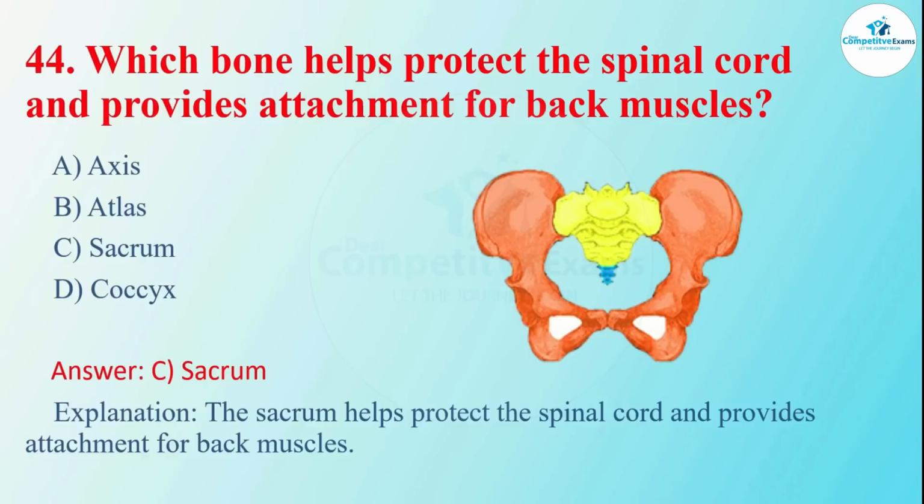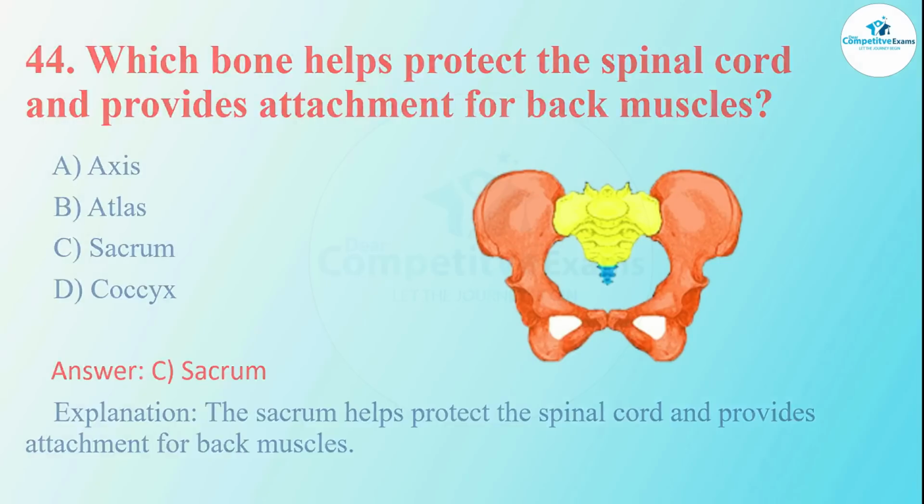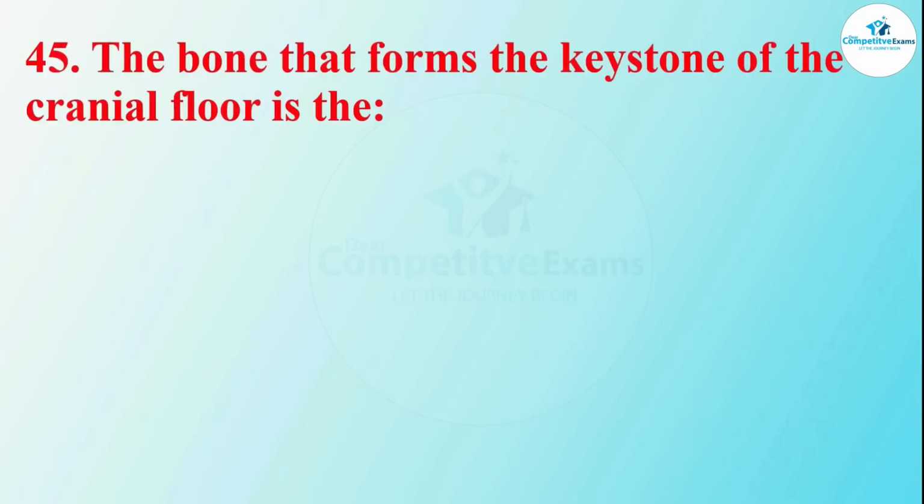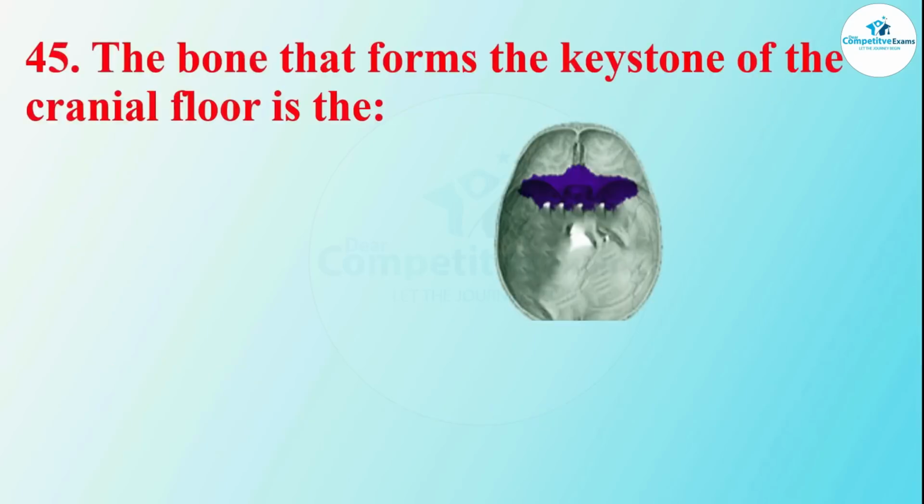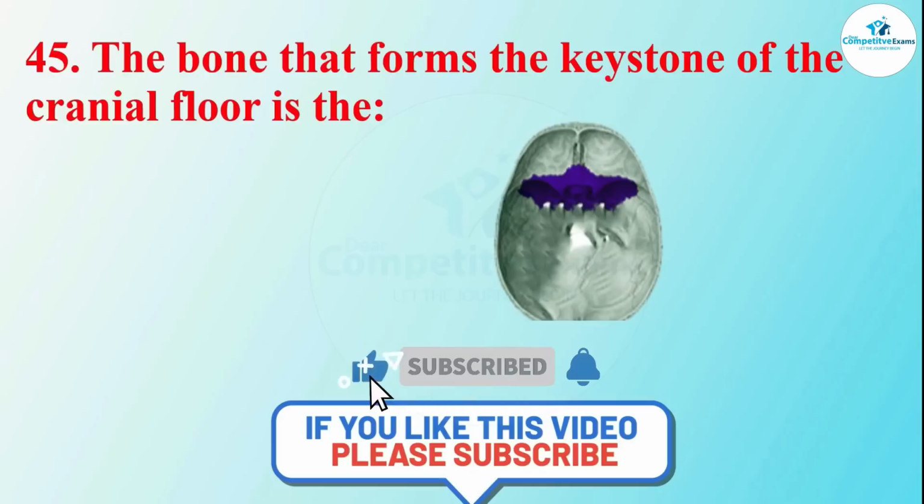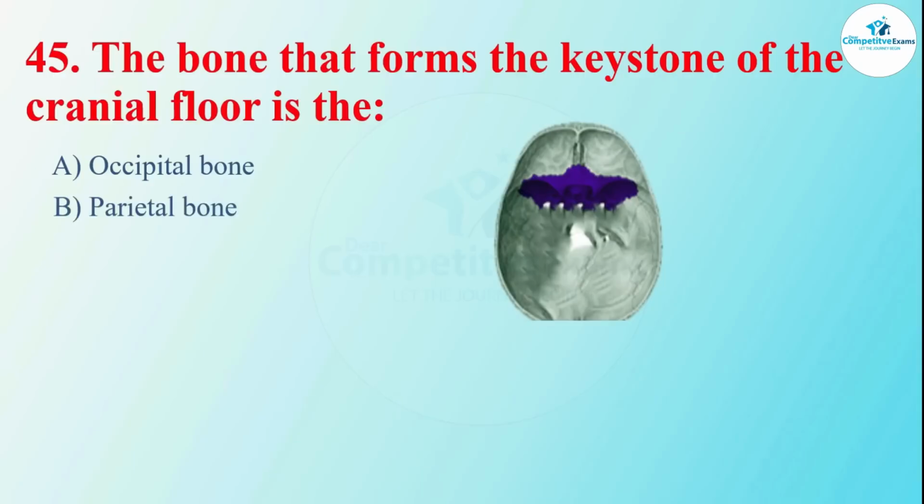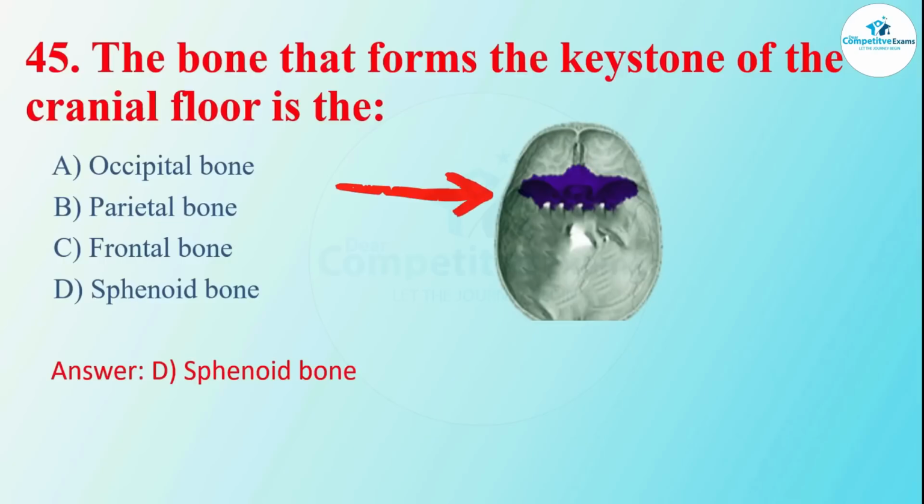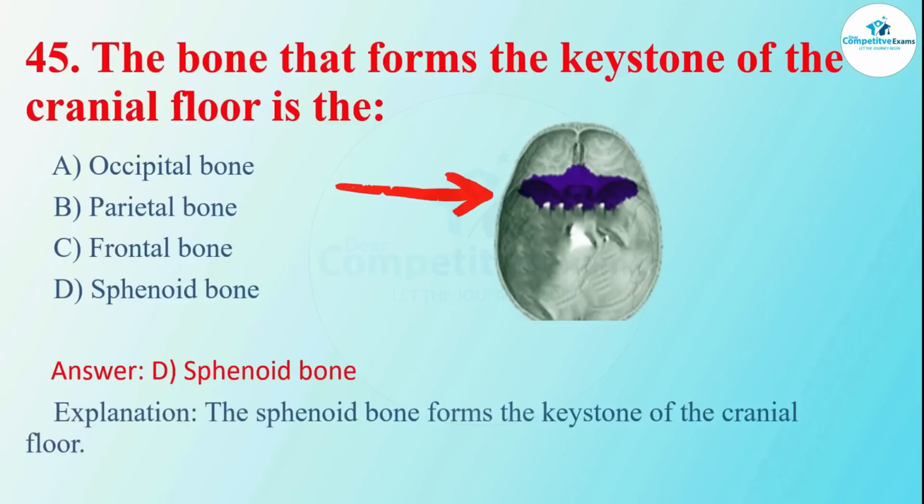Right. Let's move on to question number 45. The bone that forms the keystone of the cranial floor. What do you call that bone? Your options are occipital bone, parietal bone, frontal bone, or sphenoid bone. Your answer is sphenoid bone. The sphenoid bone is the keystone of the cranial floor.